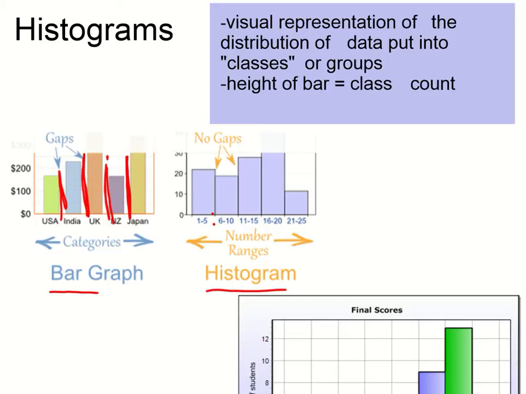And so, just like a bar graph has categories, in a histogram we have number ranges. We have the range 1 to 5, 6 to 10, 11 to 15, 16 to 20, and 21 to 25. What that tells me is that in the range of 1 to 5 right here, if I follow this over, I have about, let's say, 22 things in the range of 1 to 5. And so that's how a histogram works.